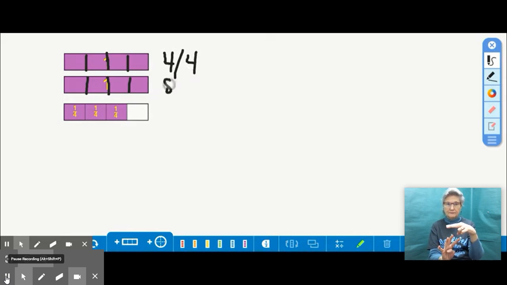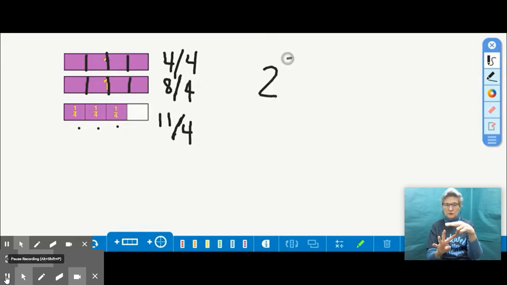And then I know in my second whole, I have 4 more fourths. So that's then 8 fourths total. And then I have my 1, 2, 3/4, which is 11 fourths. So there's 11 fourth size pieces. So 2 3/4 is equivalent to 11 fourths.